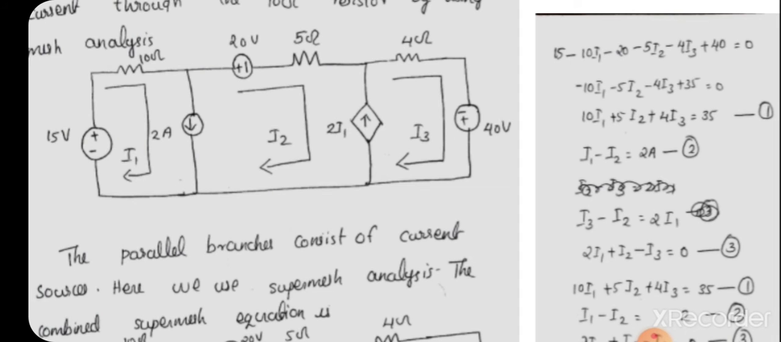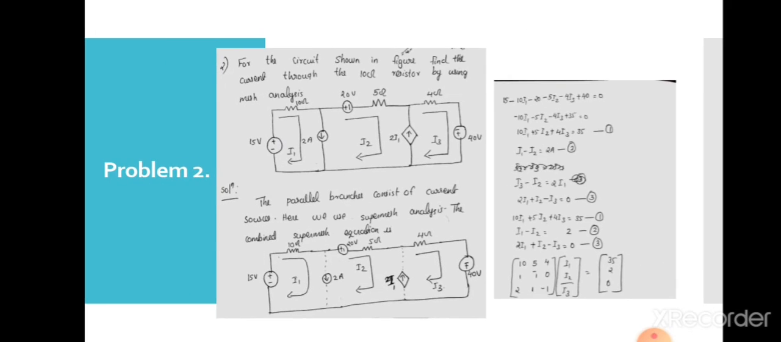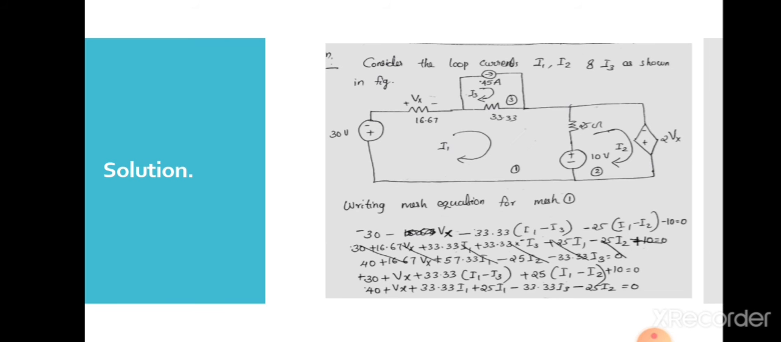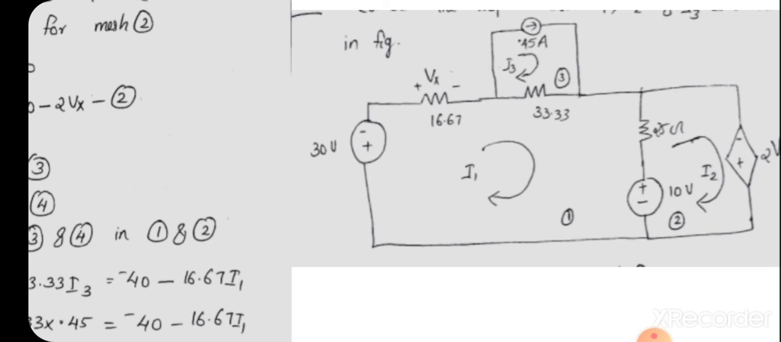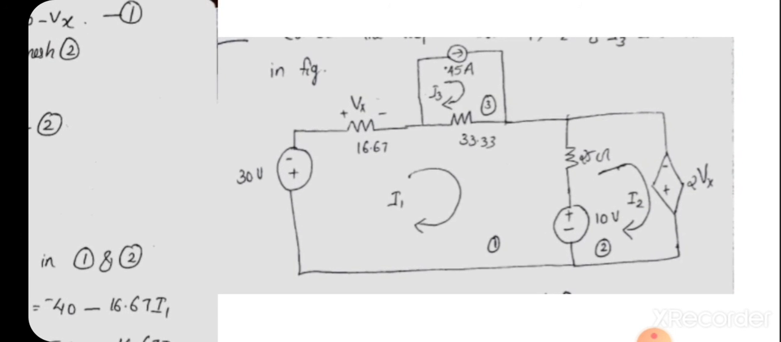That is, in the previous question also there is a current source, 0.45 ampere, but you didn't go for super mesh analysis. Why? Because that current source is not in between the branches, it is in the periphery, so we are not going for super mesh analysis.